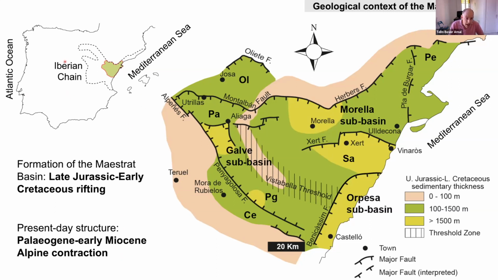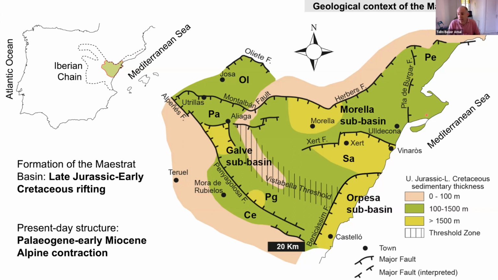Here you have a map of the Iberian Peninsula. Here we would have the Atlantic Ocean, the Mediterranean Sea, the Balearic Islands. Barcelona would be located at this point. Here is the Iberian chain, highlighted by this discontinuous line, and the Maestrat Basin is located here in the eastern part of the Iberian chain. This is the Ebro Delta that you can see here.